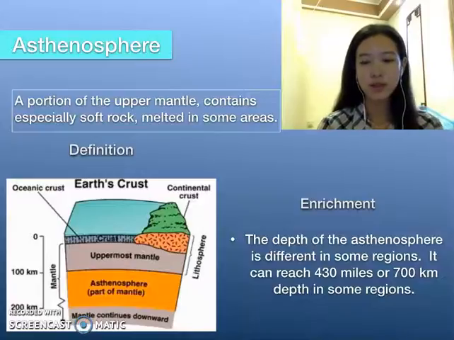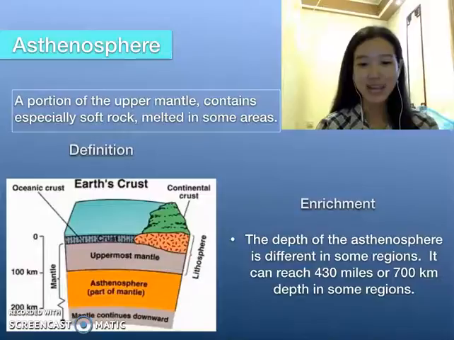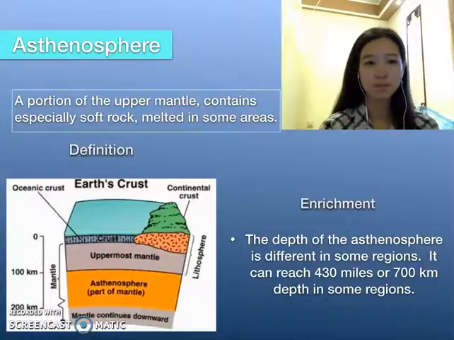For enrichment, the depth of the asthenosphere is different in some regions. It can reach 430 miles or 700 kilometers depth in some regions.